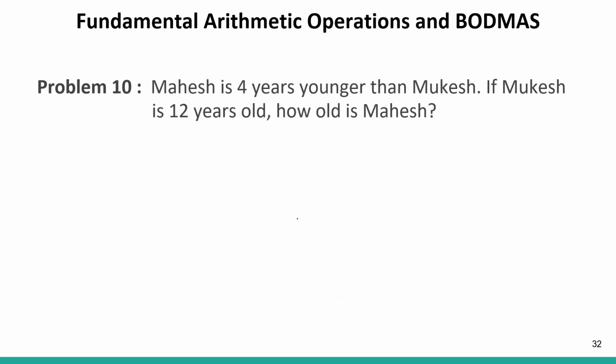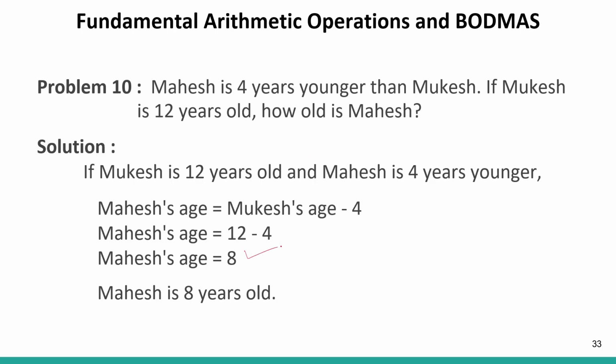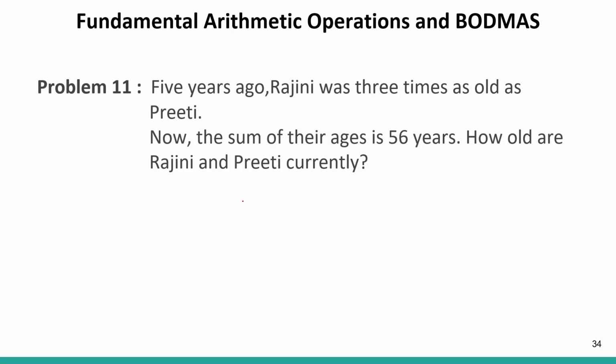Mahesh is 4 years younger than Mukesh. So if Mahesh's age is x and Mukesh's age is x plus 4, since Mahesh is 4 years younger than Mukesh, and Mukesh is 12 years old, so this is Mukesh, this is Mahesh. So this is equal to 12, given. This implies that x is equal to 8. So Mahesh is 8 years old. So let's see problem number 11.